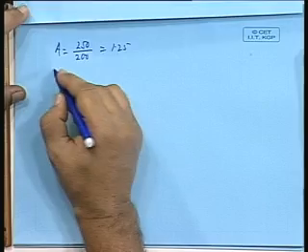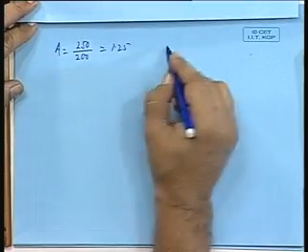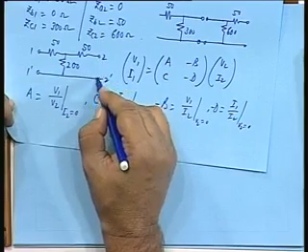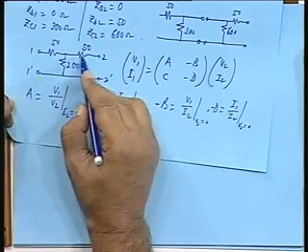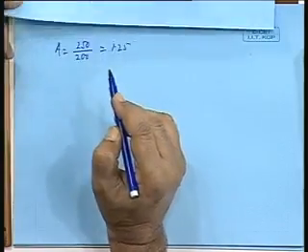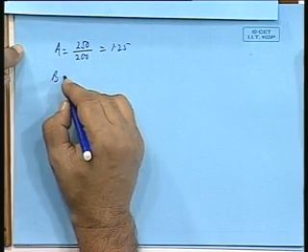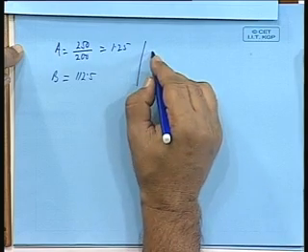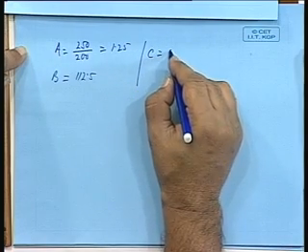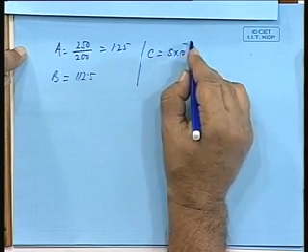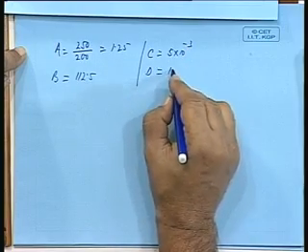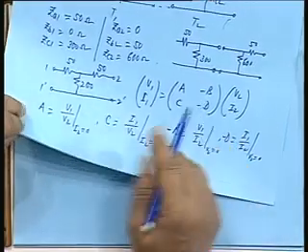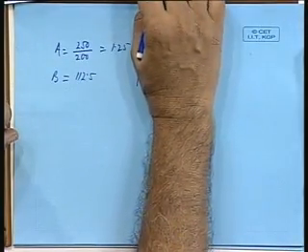Similarly, B you can find out: V1 by I2 when this is shorted. When this is shorted, you apply a voltage V here. What is the current that is flowing through this? So, B comes out to be 112.5 ohms, C comes out to be 5 into 10 to the power minus 3, and D is once again 1.25. These are very simple relationships, all of you can determine this.